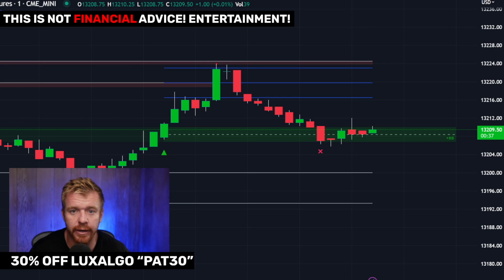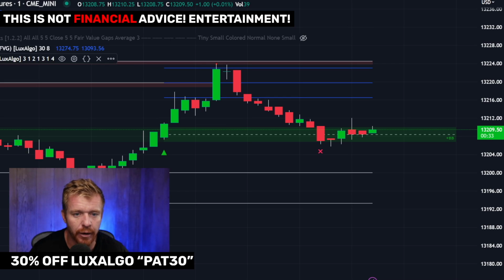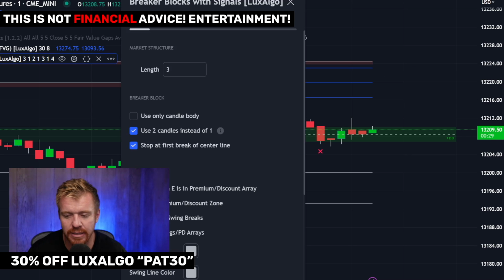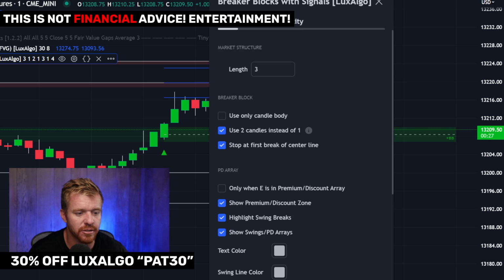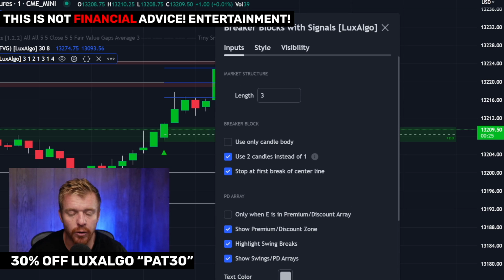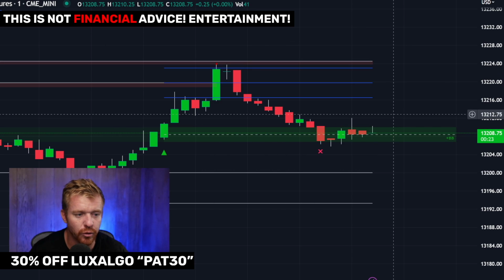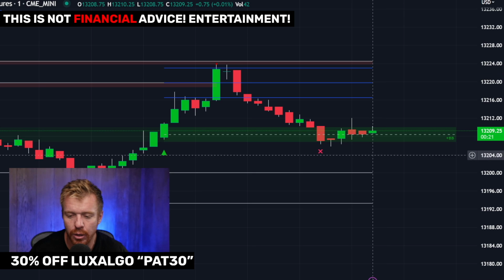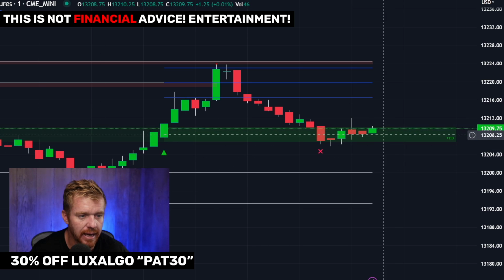Right now we're looking here at the LuxAlgo breaker block indicator. This is the breaker blocks with signals indicator that LuxAlgo just put out today. So this is a brand new indicator that you can get for free on TradingView through the LuxAlgo system. What we're looking for right now is a bounce off of this breaker block.